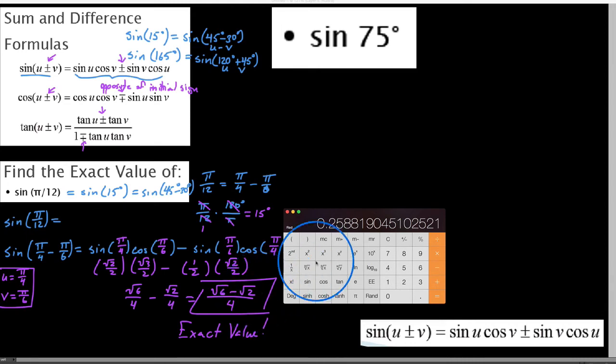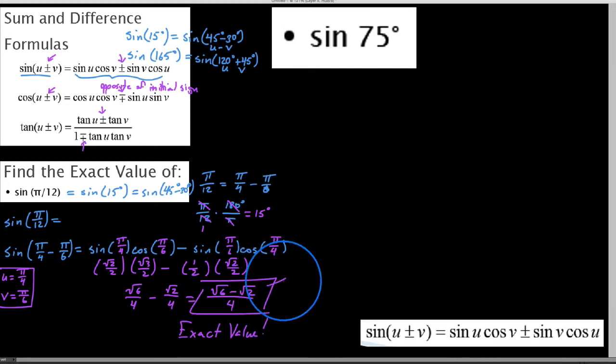So the idea here is this. We could have done this in a calculator, but this is an approximate value, whereas we can get exact values using the sum and difference formula.